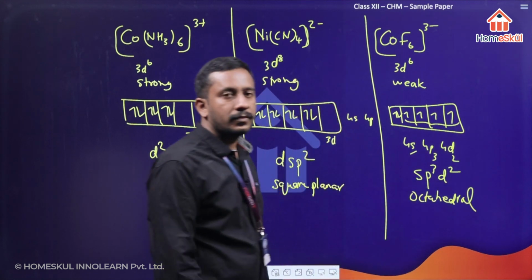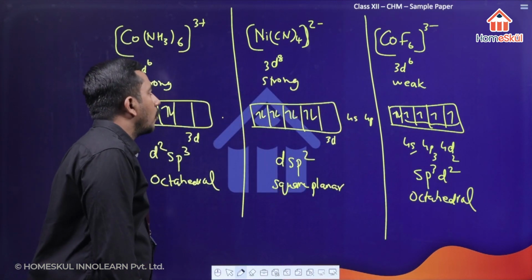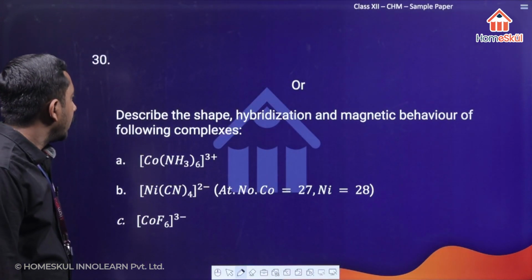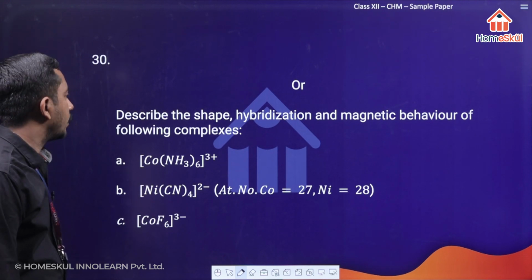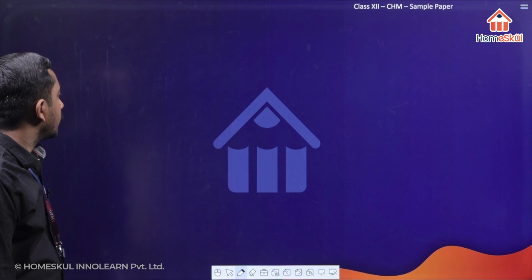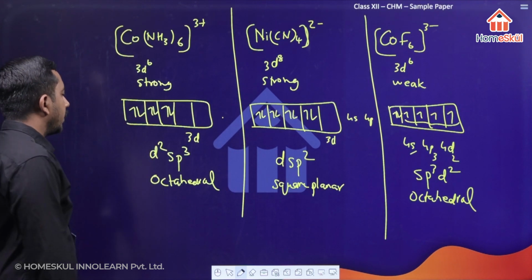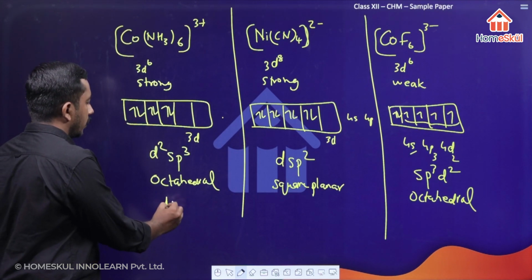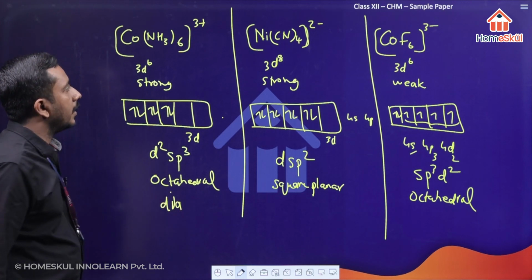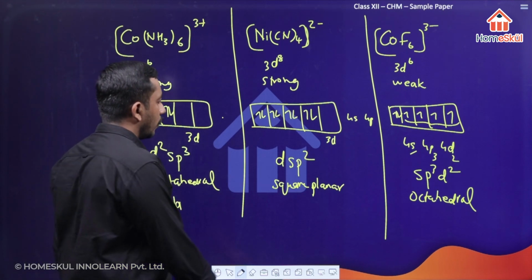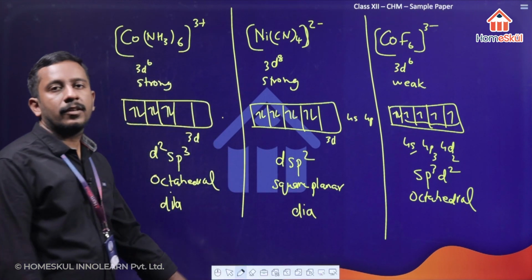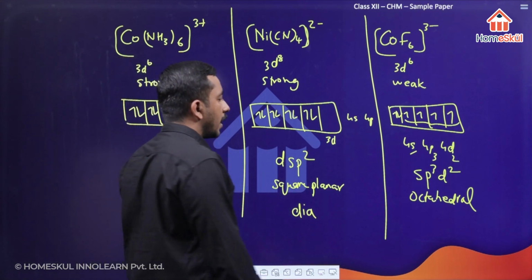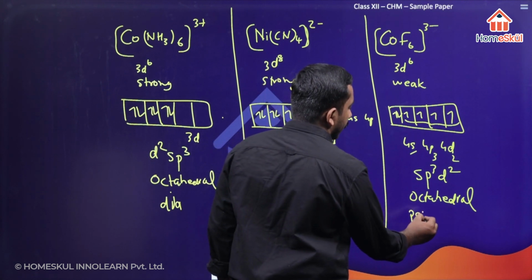Right. So we have compared all the 3 compounds and we have written the shape, hybridization, and we also have to explain the magnetic behavior. So in the first compound there are no unpaired electrons. That means the compound is going to be diamagnetic in nature. In the second compound also we have no unpaired electrons, so that is also a diamagnetic complex.